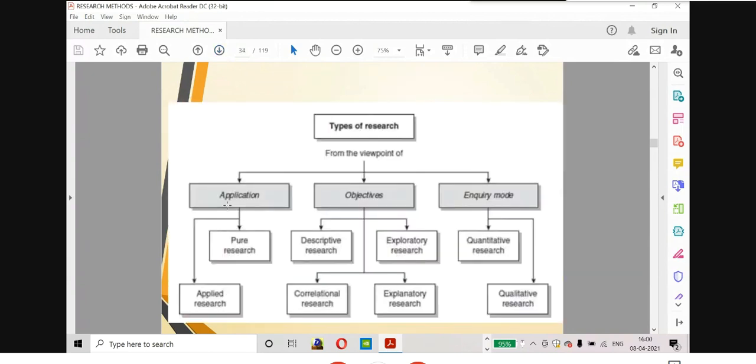So this is the flow chart which gives you the types of research from the viewpoint of application, objectives, and inquiry mode. From the viewpoint of application, it is pure research or applied research. From the viewpoint of objectives, it can be descriptive, exploratory, correlational, or explanatory. Similarly, from the inquiry mode, it can be quantitative or qualitative.